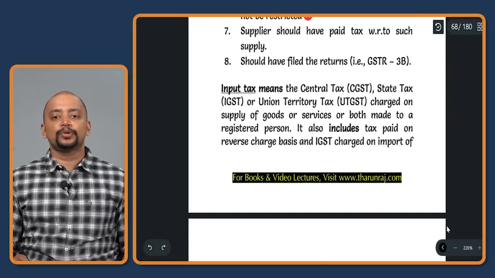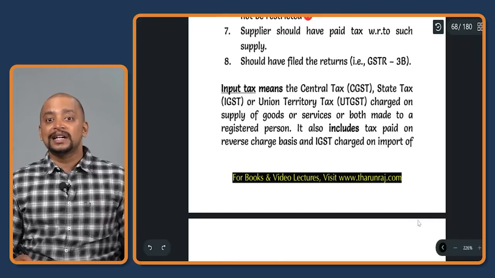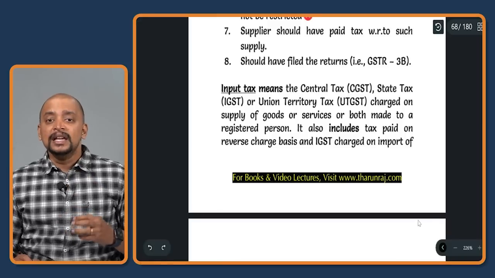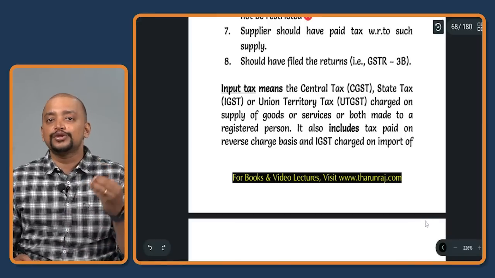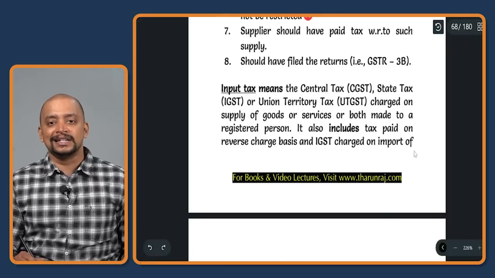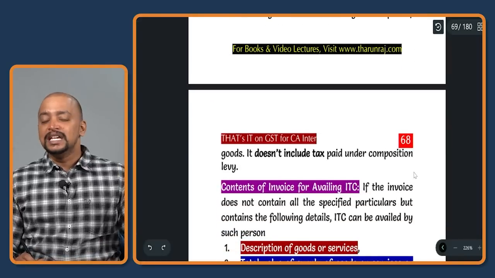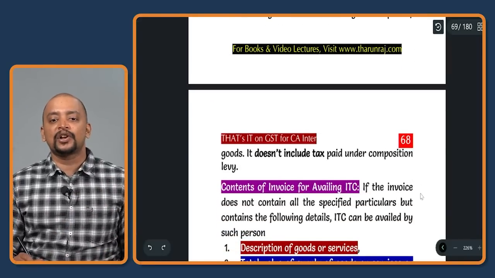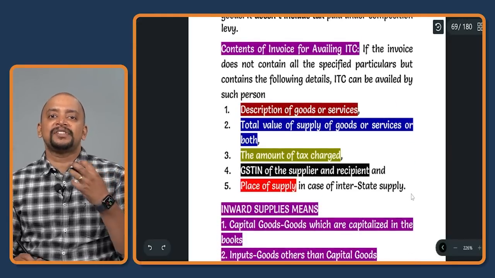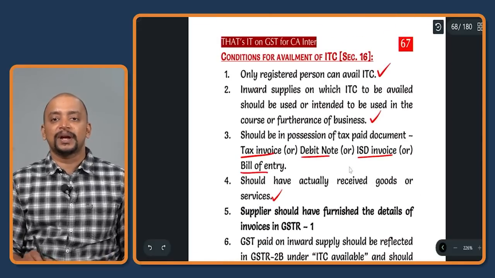Then we have meaning of input tax. Input tax means what? CGST, SGST, UTGST, IGST that is paid under FCM. Even GST paid under RCM also can be availed as ITC. Even IGST paid on import of goods also can be availed as ITC. However, composition tax cannot be availed as ITC, because first of all, a person opting for composition scheme should not charge GST to the recipient. Even if they charge GST to the recipient, that recipient cannot avail that as ITC. Then there should be proper document for the purpose of availment of ITC, because one of the conditions is that the person should be in possession of tax paid document.